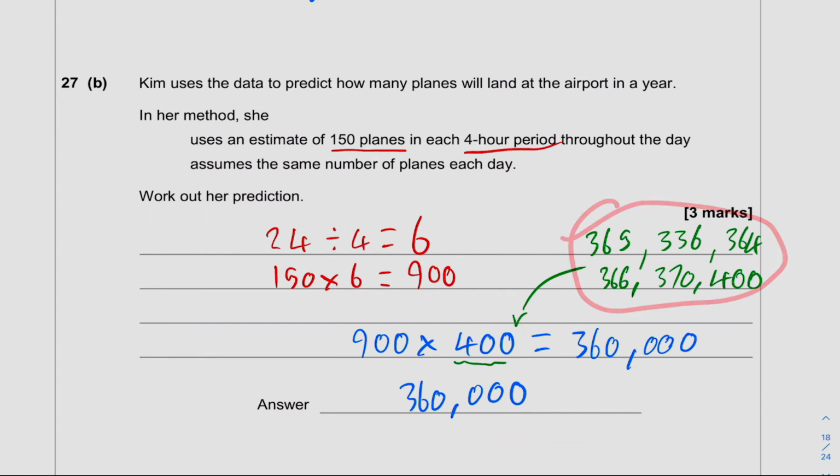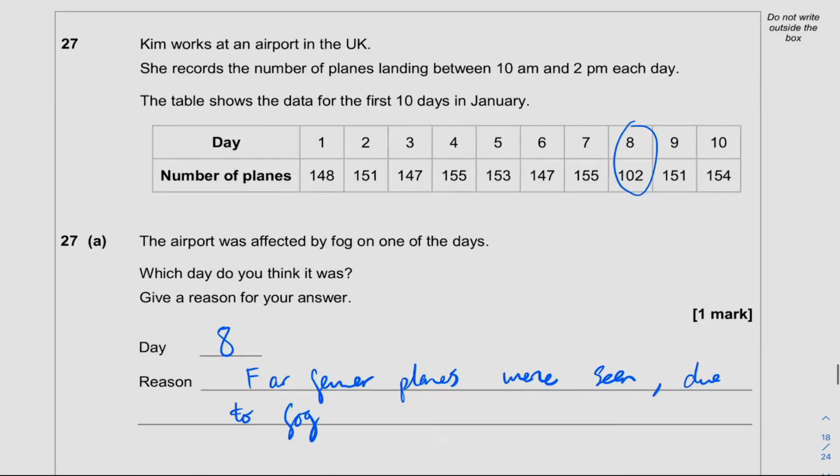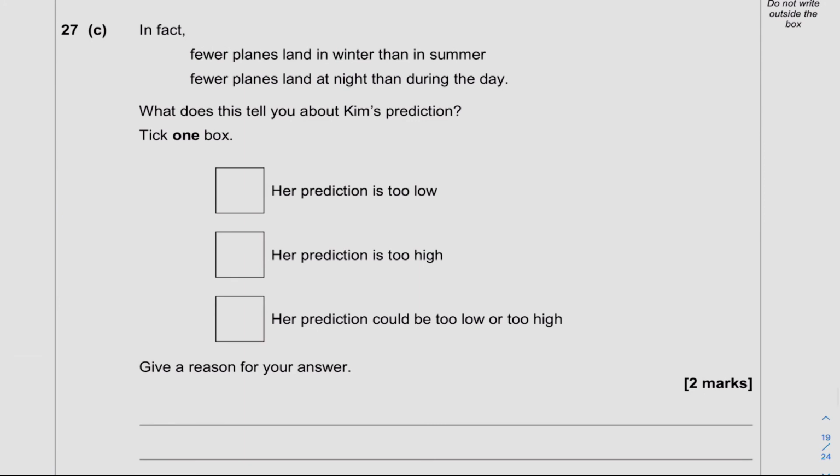these alternative numbers. Okay, so for question 27, part C, we are leading on from part A, which was about planes per day at an airport. Moving on to part B, which was estimating the amount of planes that land in a year. And now we are told some new information. So we are told that fewer planes land in winter than in summer, which is fairly expected, okay. We are also told that fewer planes land at night than during the day, again, as expected, okay.